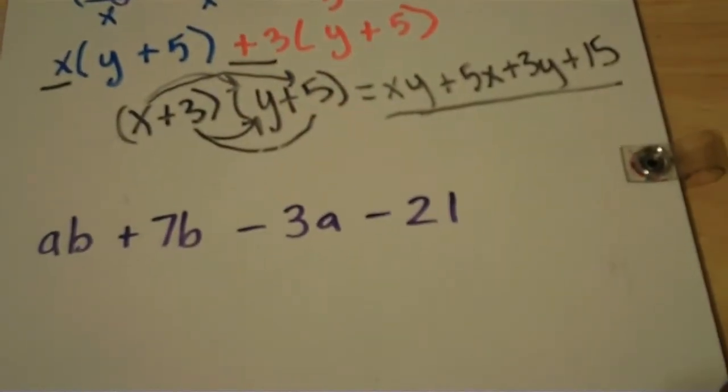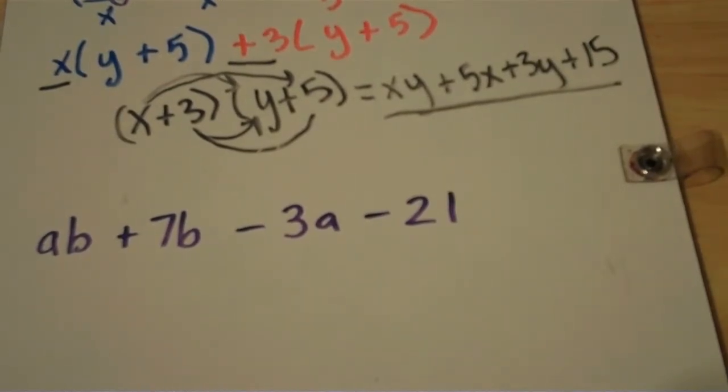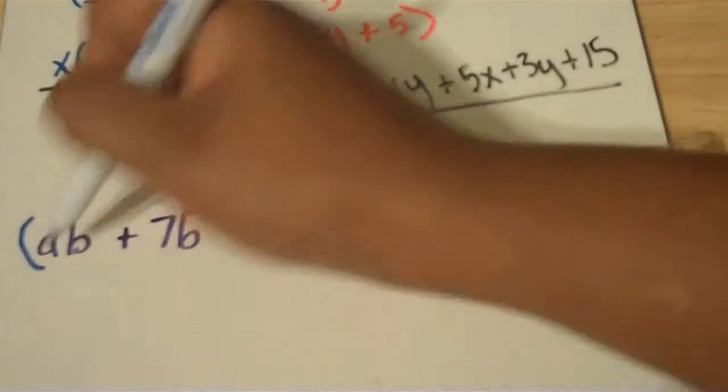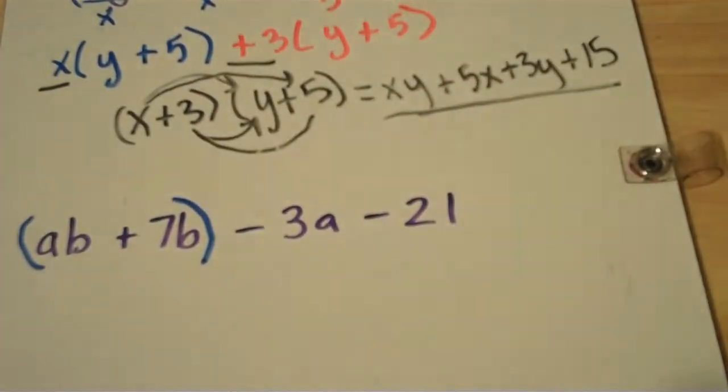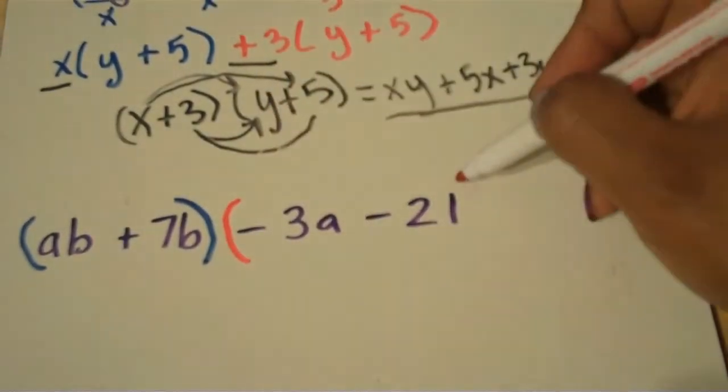So let's do the next one. Here we have ab plus 7b minus 3a minus 21. So here we're going to group the pairs together. First we have ab and 7b, and then we're going to group together minus 3a and minus 21.